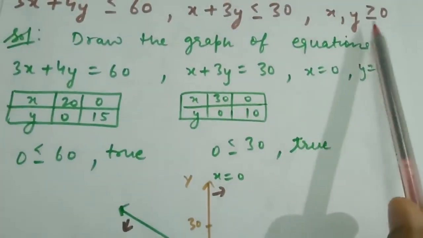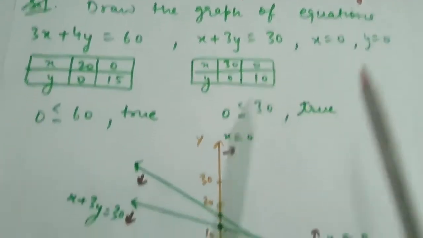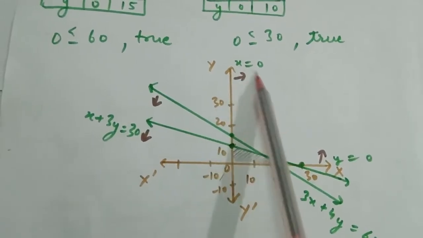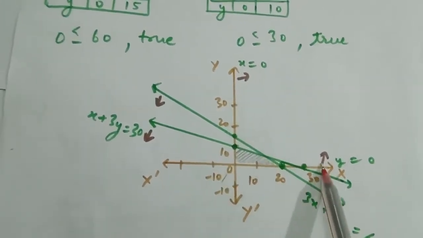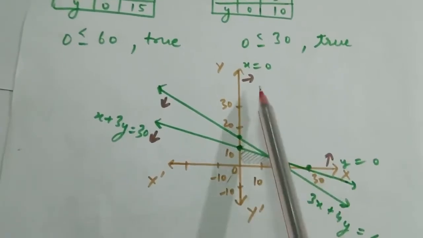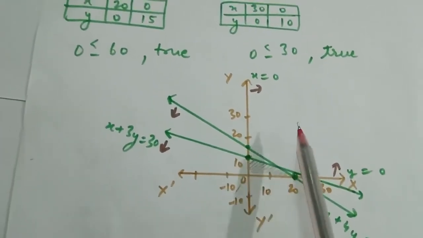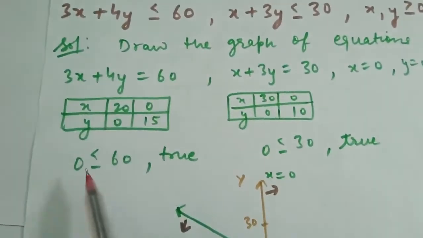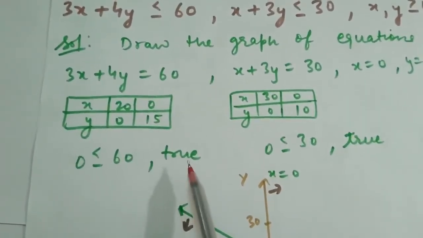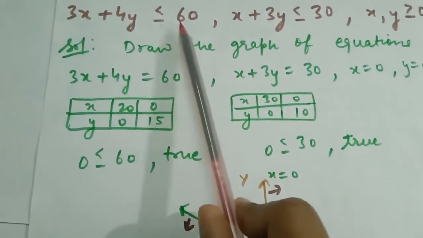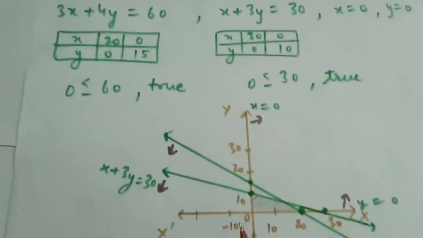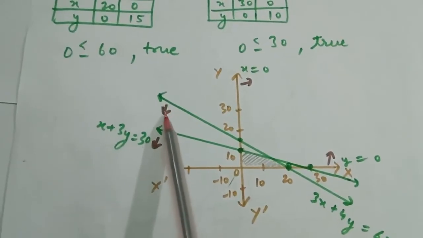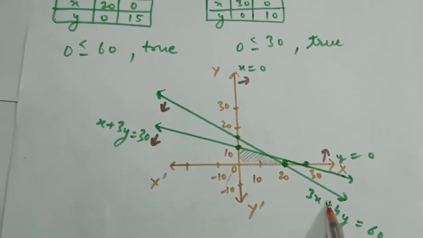So x greater than or equal to 0 and y greater than or equal to 0: x greater than 0 will be this side, and y greater than or equal to 0 will be this side. So the solution will lie in the first quadrant only. Now for this inequality, 0 is less than or equal to 60, it is true. So the solution of this inequality will be towards the origin. So this is our line, towards the origin will be the solution, right?